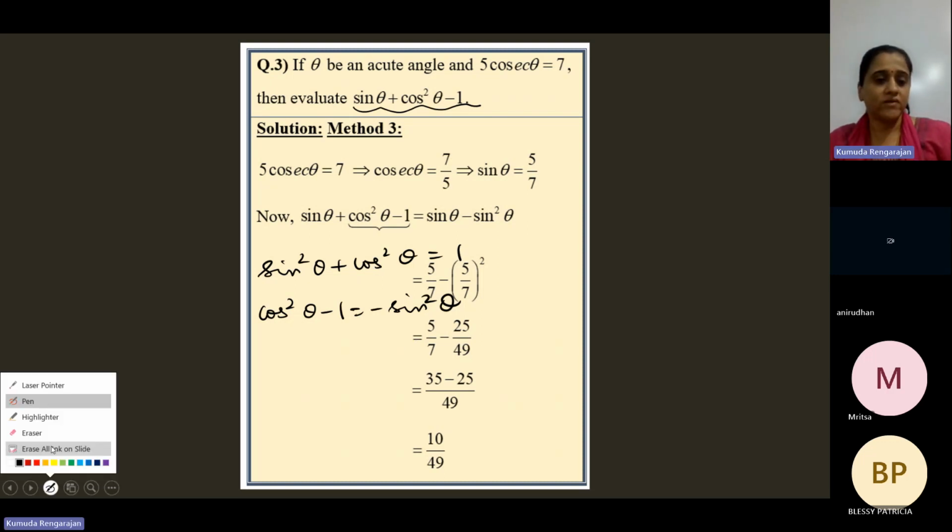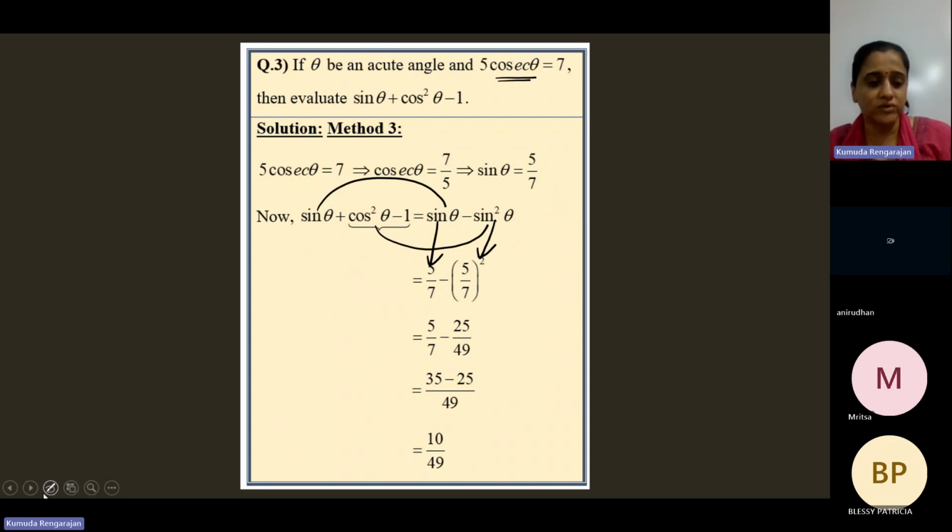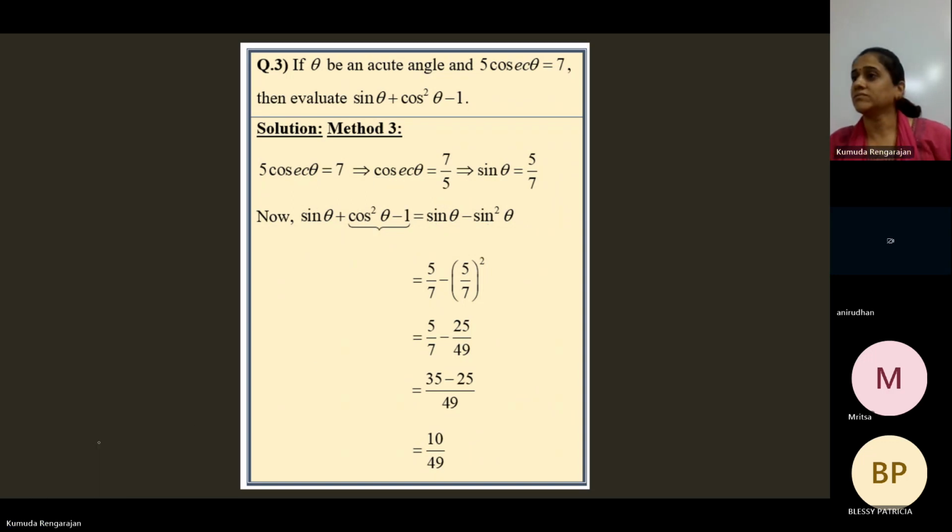Okay. So we have sine theta, and cos square theta minus 1 is minus sine square theta. Now what is that? We have cosecant theta, right? If cosecant theta is 7/5, the reciprocal of cosecant theta is sine theta. So sine theta will be 5/7. Sine square theta is 5/7 the whole square. So you can also do it like this without using the right triangle.